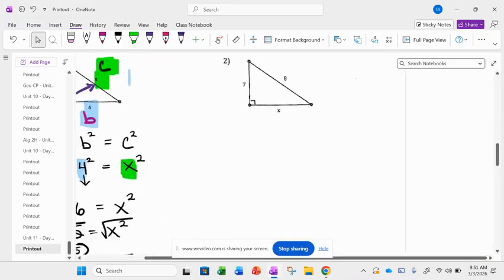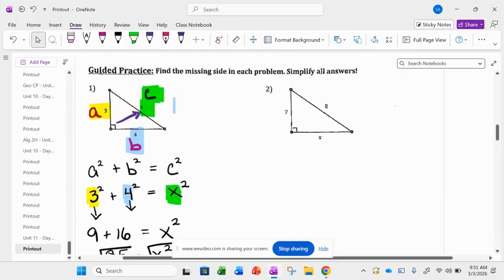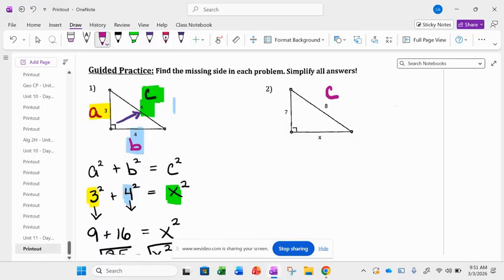No. So let's look at number 2. This time, which side is c? Perfect. So this is c. 7 I'll say is a, and x I'll say is b. And so our formula is a squared plus b squared equals c squared.